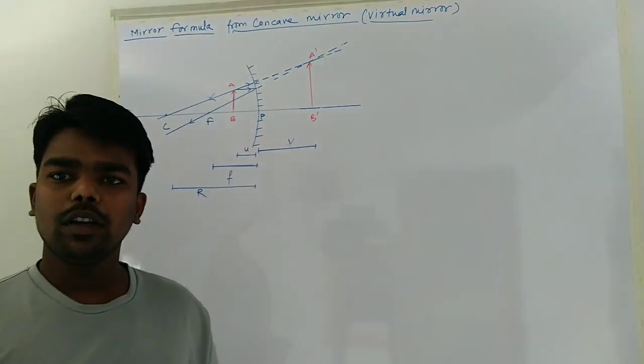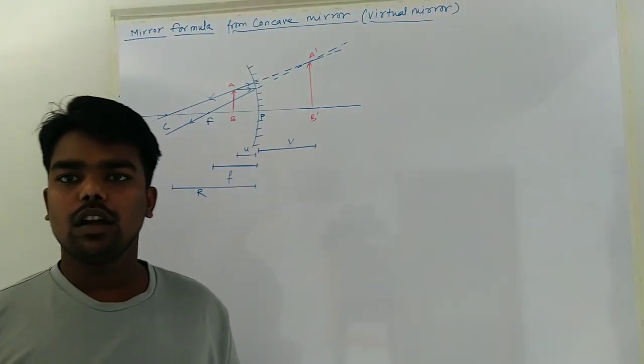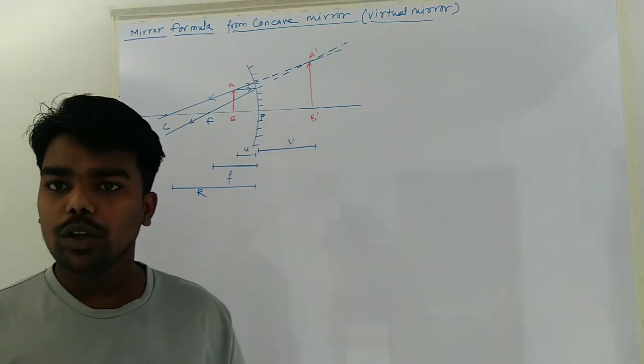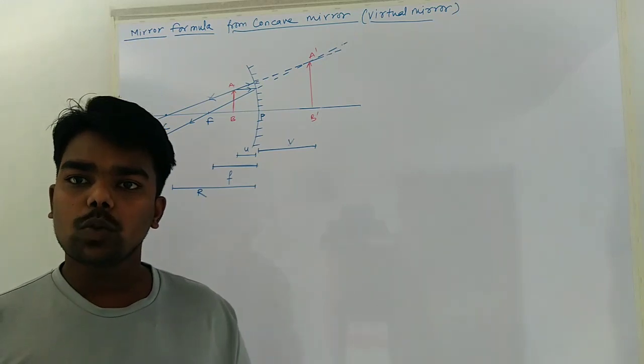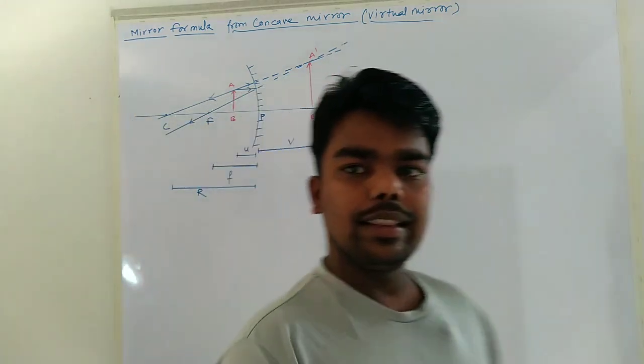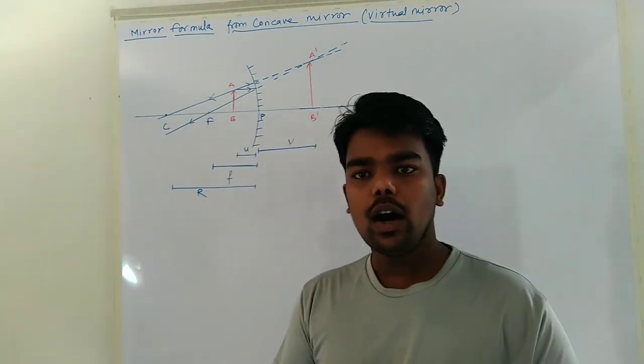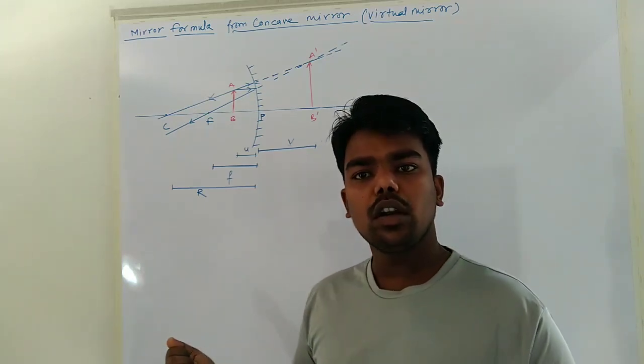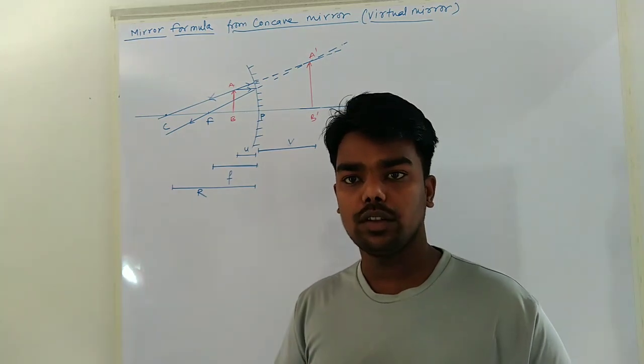Okay, hello everyone. In the last video we saw how to derive the mirror formula in the case of a concave mirror when the real image was forming. Now in this video we will see how we can derive the same mirror formula when the concave mirror is forming the virtual image, okay?